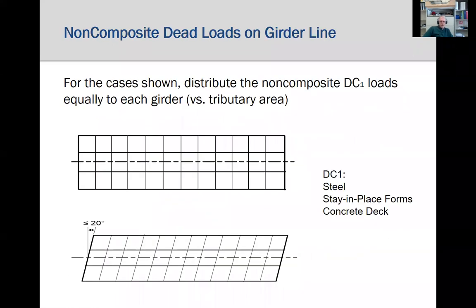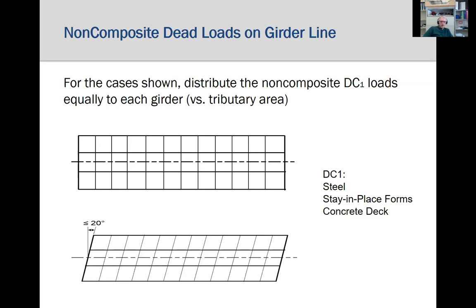Non-composite dead loads applied to the steel section only, or what are called DC1 loads, consist primarily of the self-weight of the steel, the weight of any stay-in-place forms, and the weight of the wet concrete in the deck. These loads are typically assigned equally between all girders in the cross section if the girders are of approximately equal stiffness at the cross frame connection points.